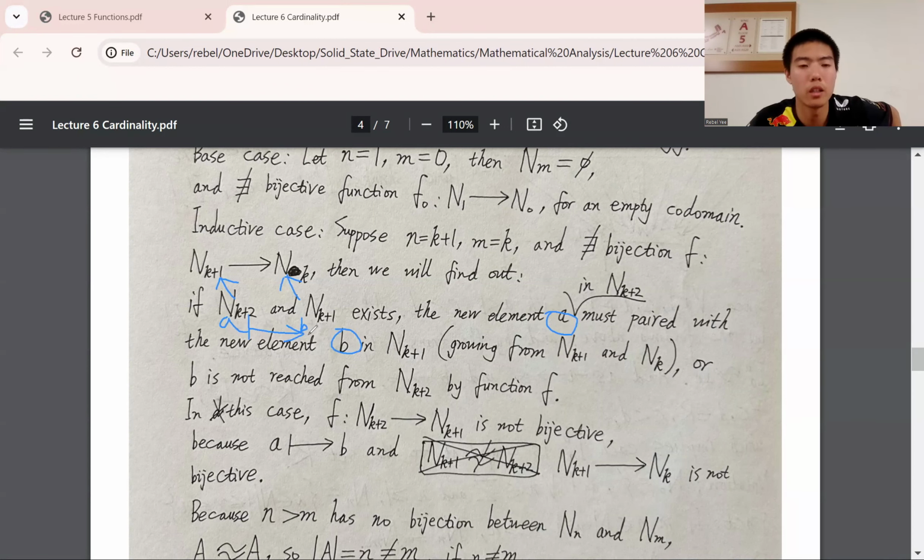It remained, so A cannot go to B. So it's not surjective. B is not reached. It's not surjective, not bijective. So this is how we prove it.